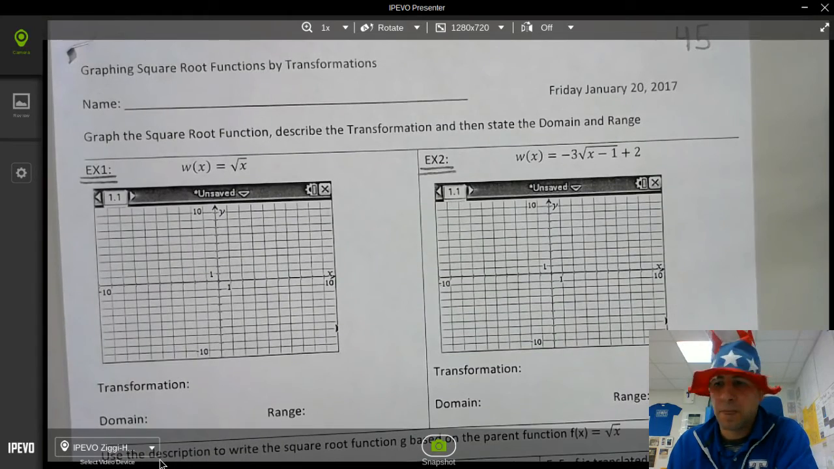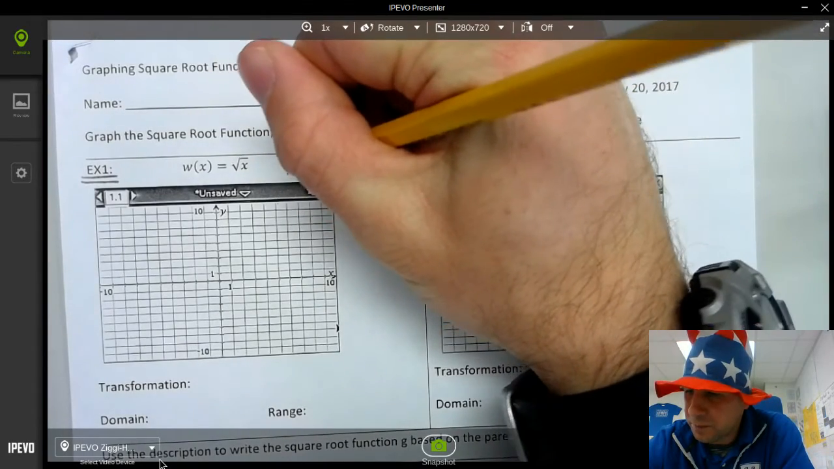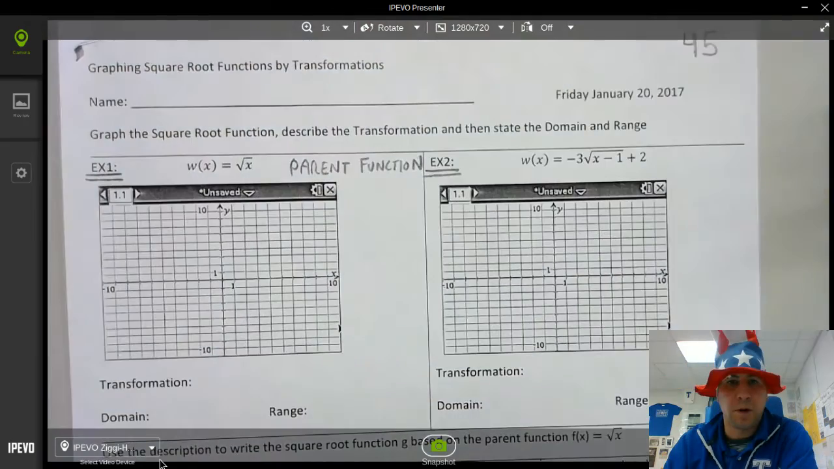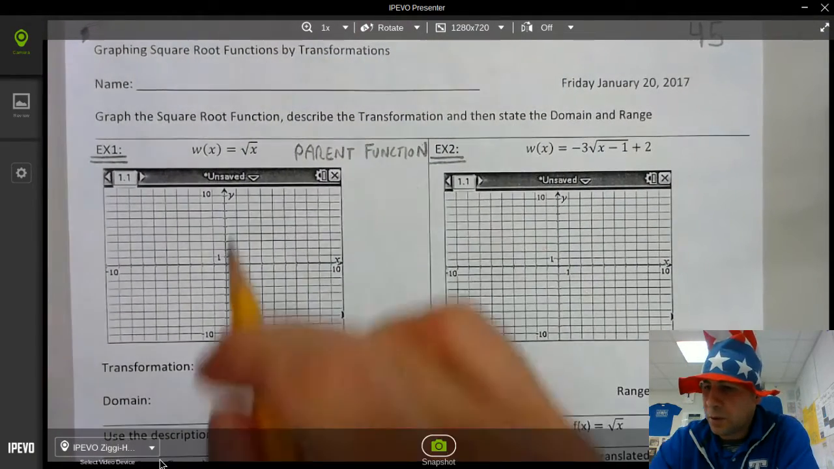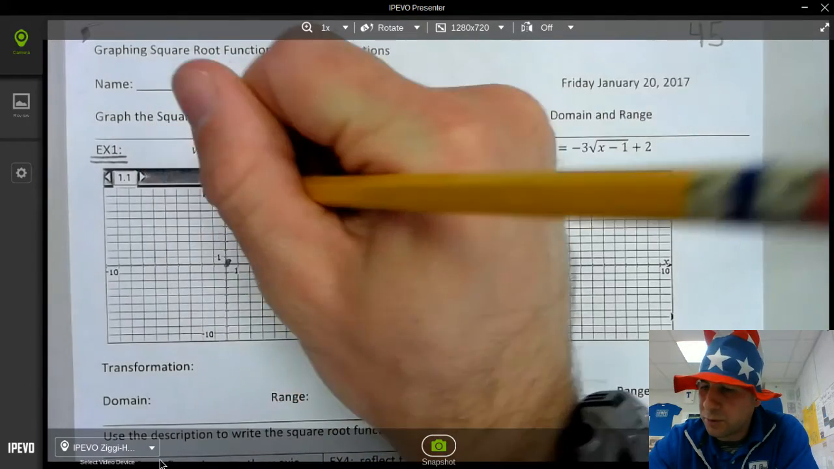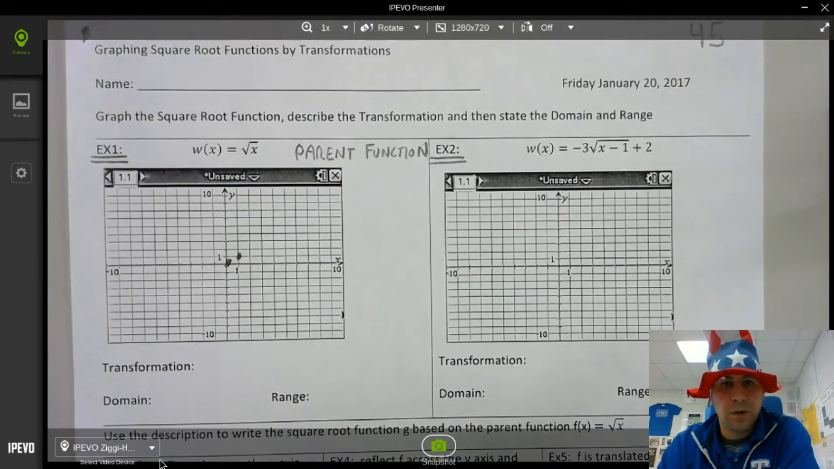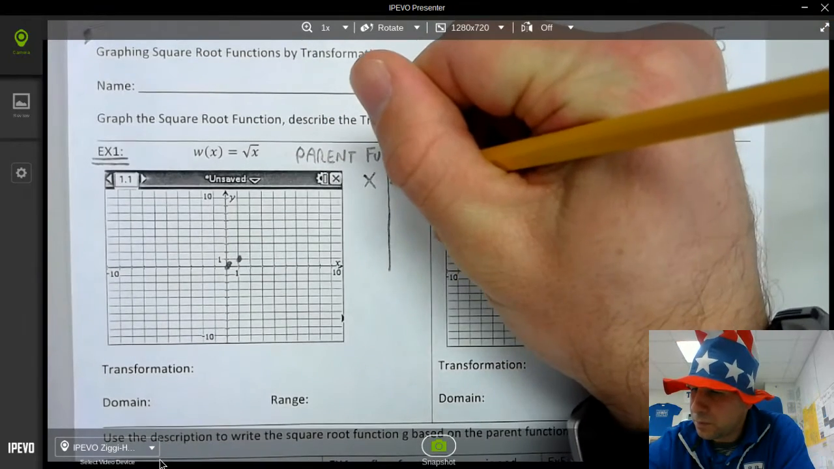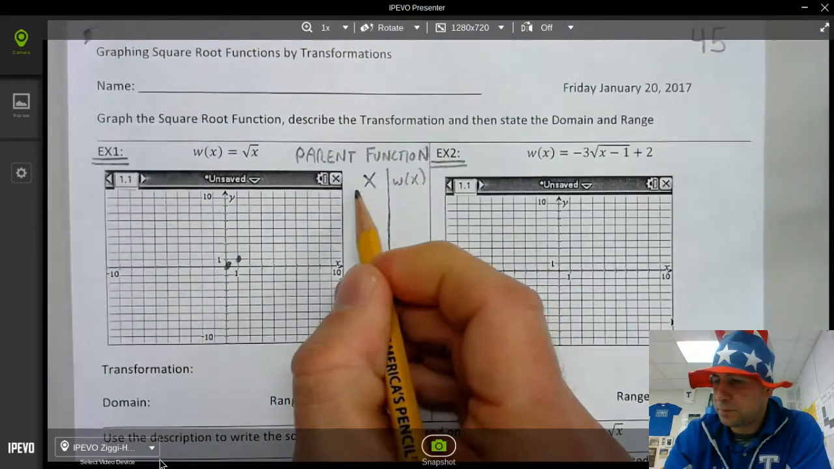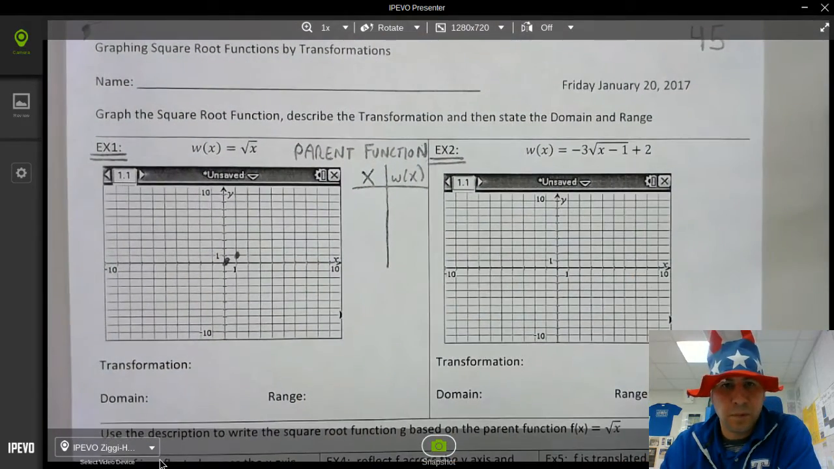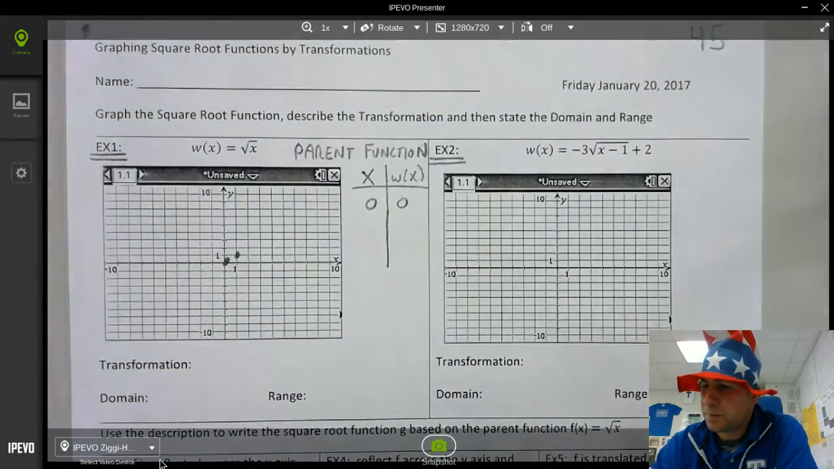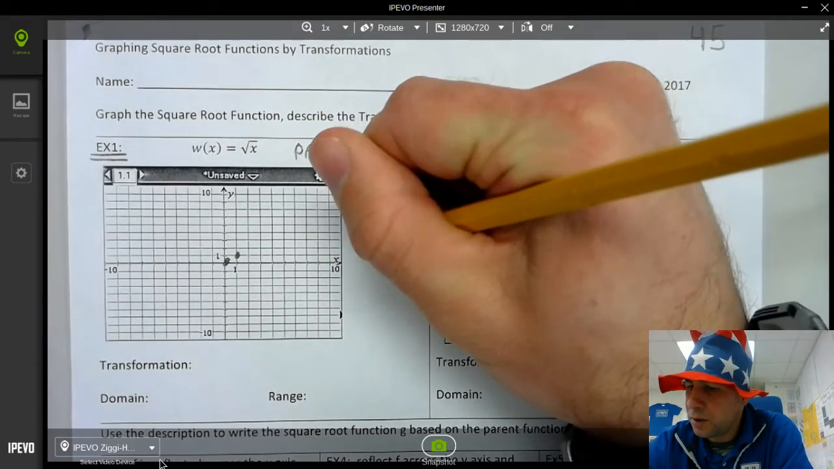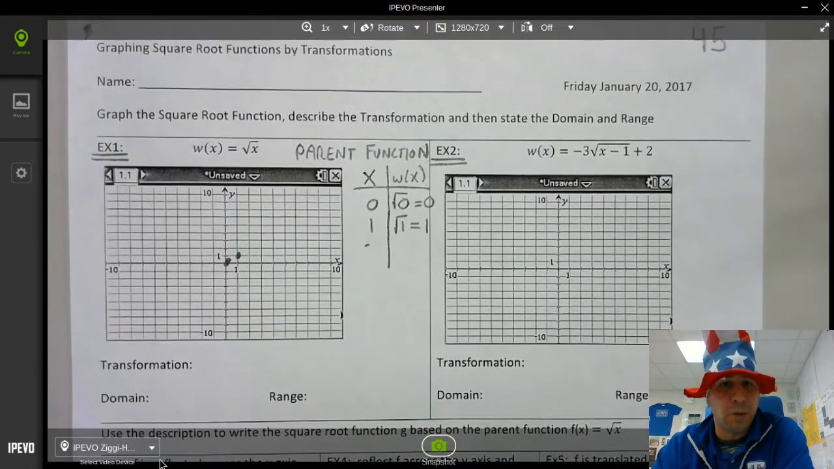All right, so example number 1. Now, example number 1 is the parent function. Okay, so we know that when x is 0, w of 0 is 0. When x is 1, you get 1. And so we can make a table, x and w of x. So 0, 0. And if you want to see what's going on, the square root of 0 equals 0. X is 1, the square root of 1 equals 1. We're going to skip 2 and 3, and I want you to pause and think about why I would skip 2 and 3.